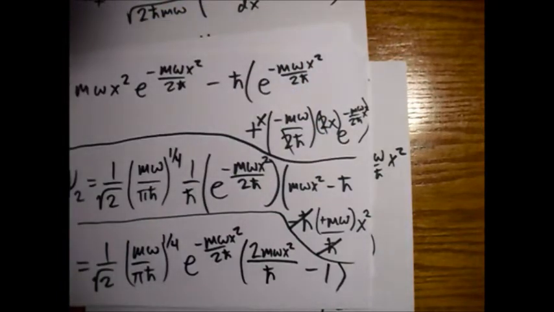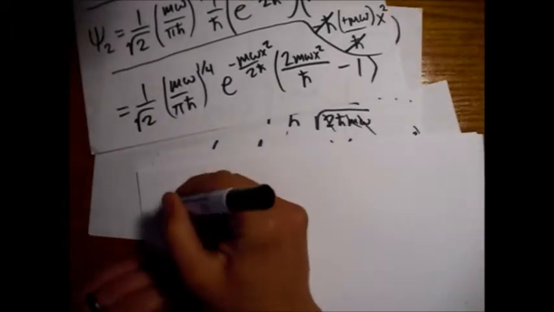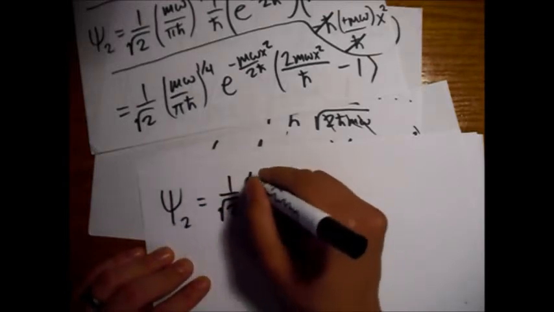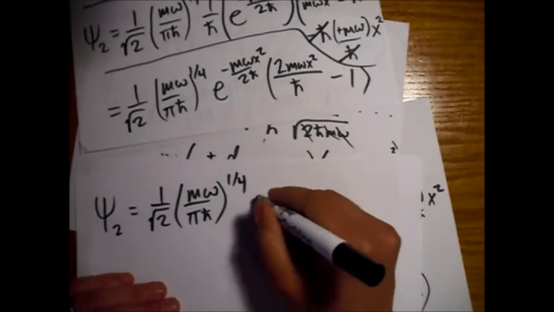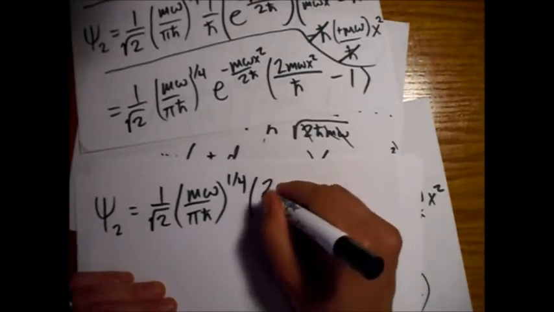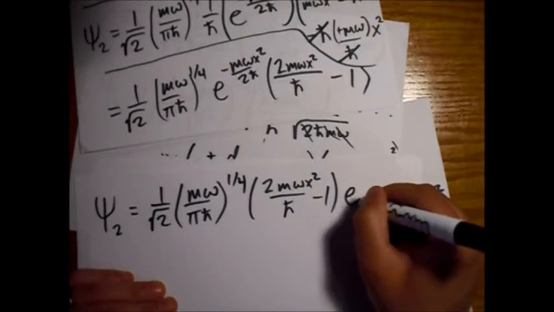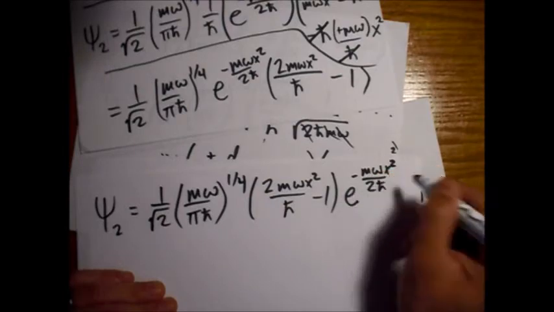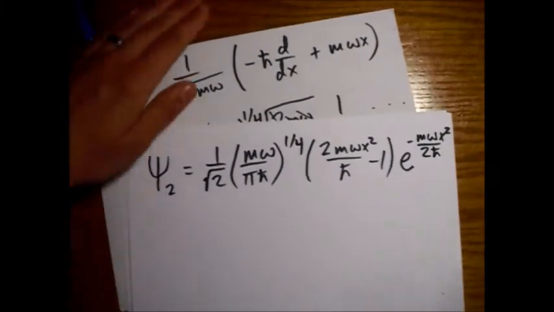Okay, so here we have part A. This is the wave vector that he asked us to construct. I'm going to write it out here so it's prettier. 1 over square root of 2, m omega over pi h bar. And then, why not just bring the exponent to the end? 2m omega x squared over h bar minus 1. And then our exponent, e to the minus m omega x squared over 2 h bar. So here we go. Here's our answer to part A.